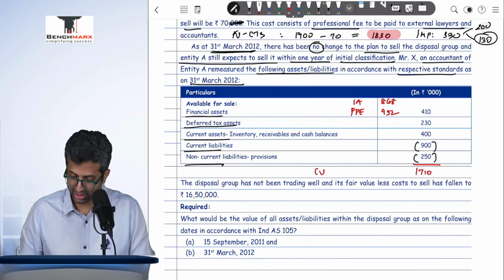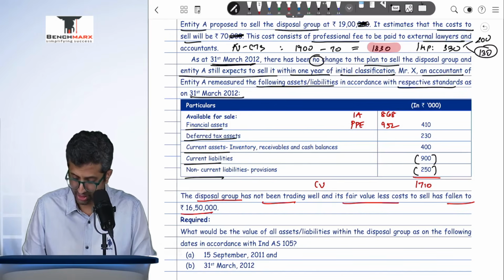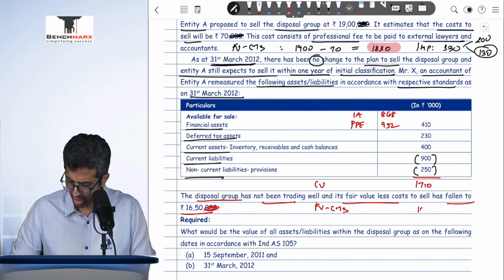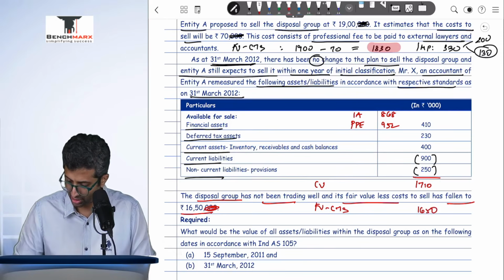This is 1710. On 31st March, you have been told that the disposal group has not been trading well and the fair value less cost to sell has fallen to 1650. This is directly given to you. So you will compare FV less CTS as 1650, 1710 minus 1650. This comes to 60. And this will be impairment.